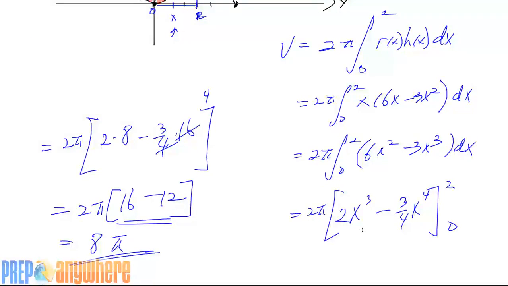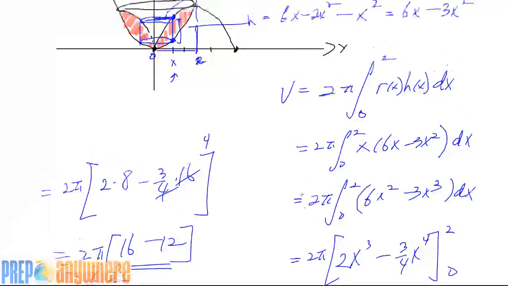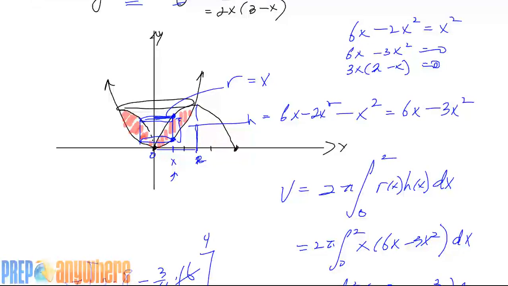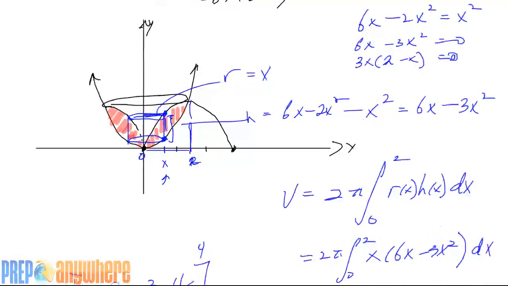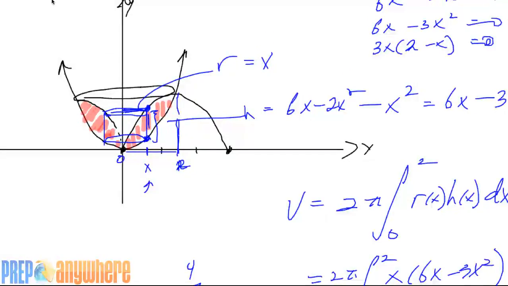How did you get that the radius equals x? How did I get that the radius is equal to x? Okay, look. So this is a typical cylinder. You agree here that this is the radius of the cylinder, right? Okay, so I want to know what that radius is in terms of the x and y of the functions that are given.